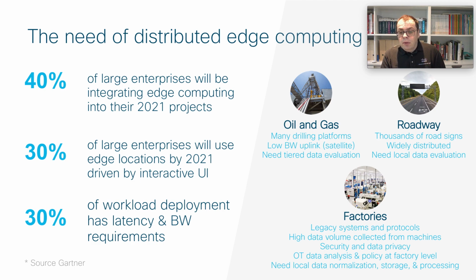So at the end of the day, we need to have local data normalization, because there are various legacy systems, so we need to format the data the same way, and we need to structure the data so it can be consumed by anyone else in the factory or in the organization. So we need to store that data, and then we need to process the data. I'm going to show you and explain all of these details.